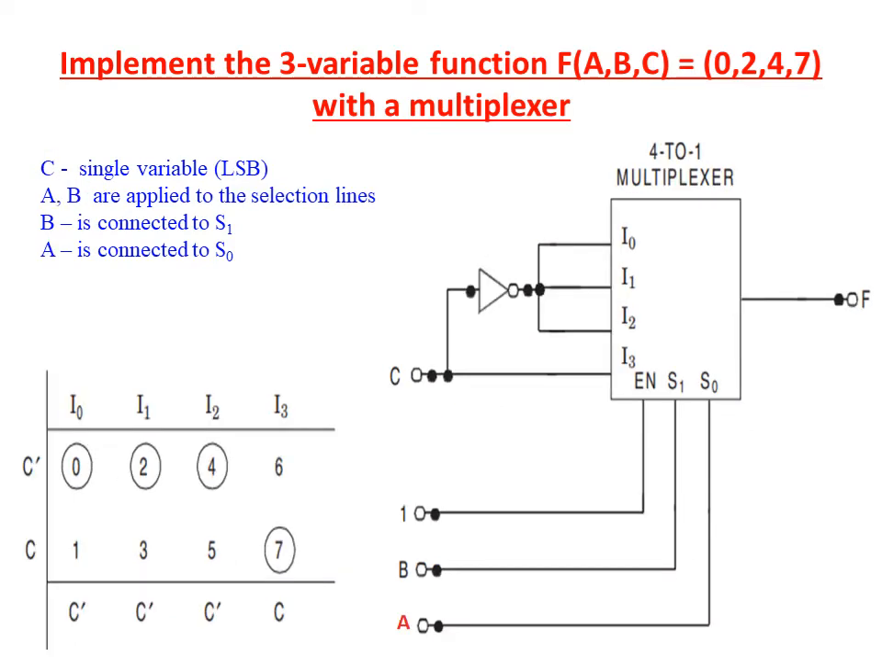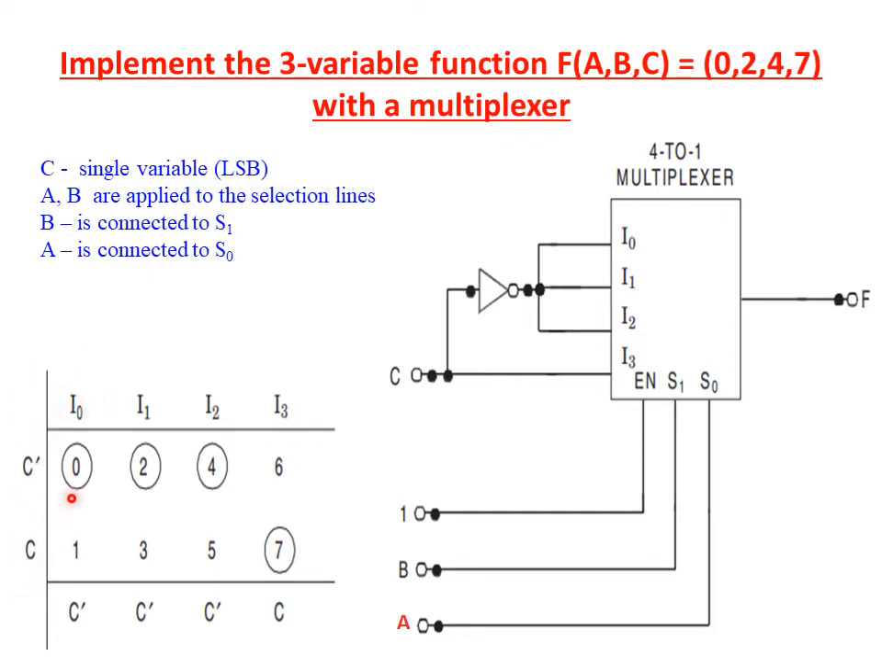Now design F is equal to sigma 0, 2, 3, 4, 6 with a 4:1 multiplexer. In this example, we are assuming the single variable as C, that is the LSB as the single variable. So A and B are applied to the selection lines. B is connected to S1 and A is connected to S0. Now the single variable is found by using the same method.